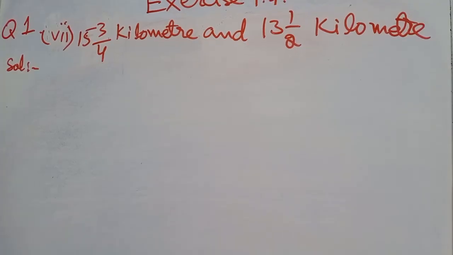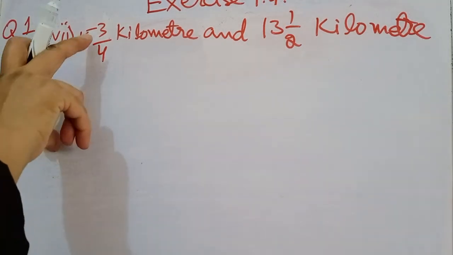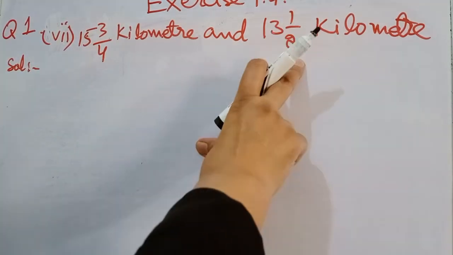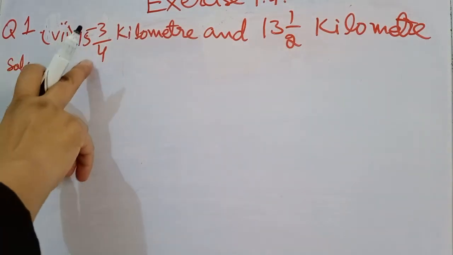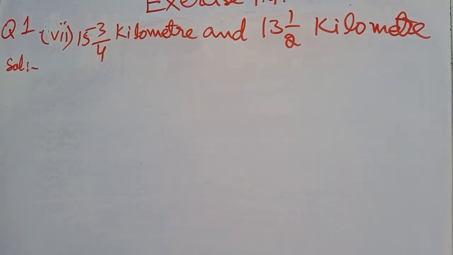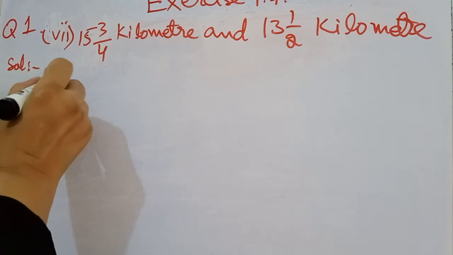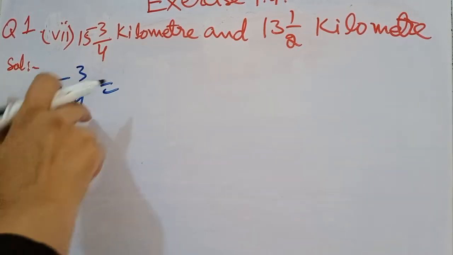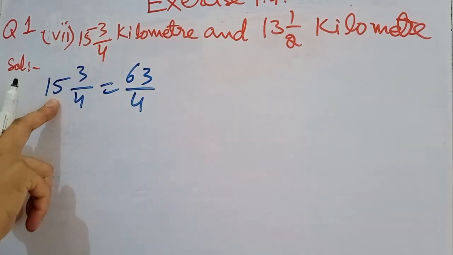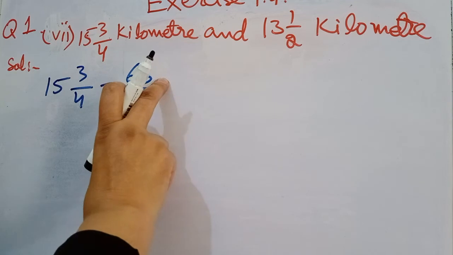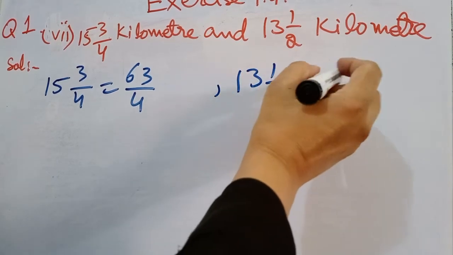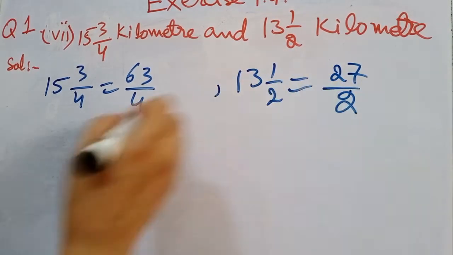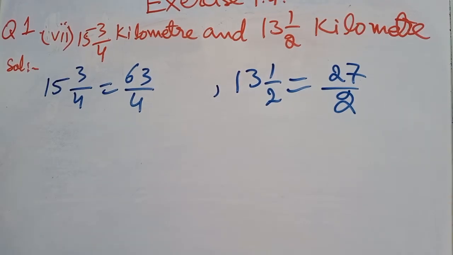Question number 1, part 7. We have 5 and 3 by 4 kilometers and 13 and a half kilometers. In this question, we observe that these units are the same, but these are mixed fractions. We can convert them into simple form. This is equal to 63 by 4. We multiply 15 by 4 and add 3. We have 63 by 4, and similarly 13 and a half is equal to 27/2. It gives us a very simple form.